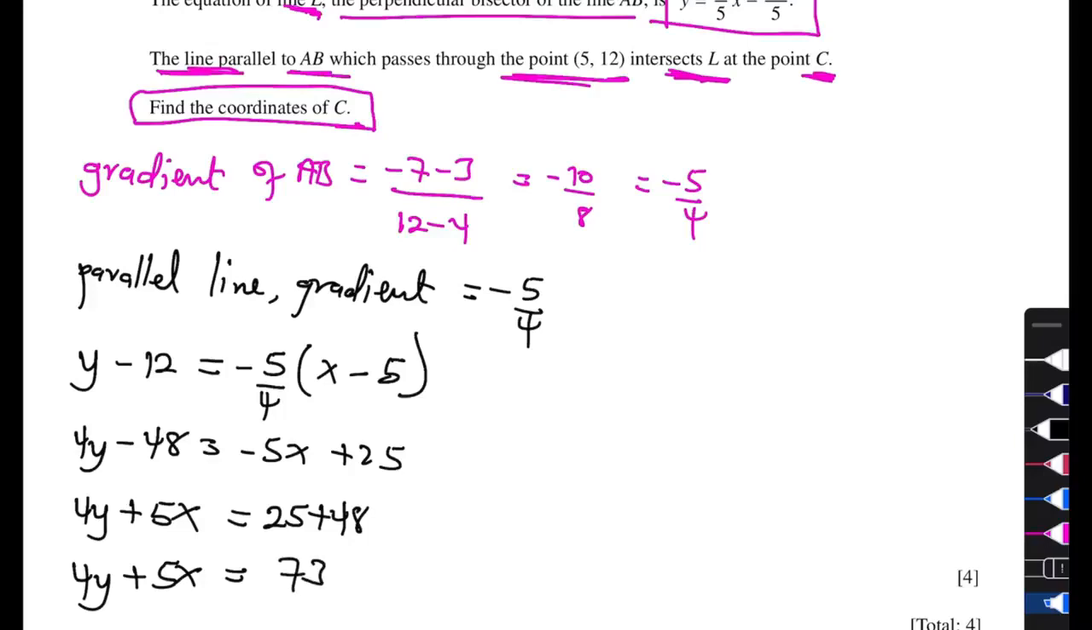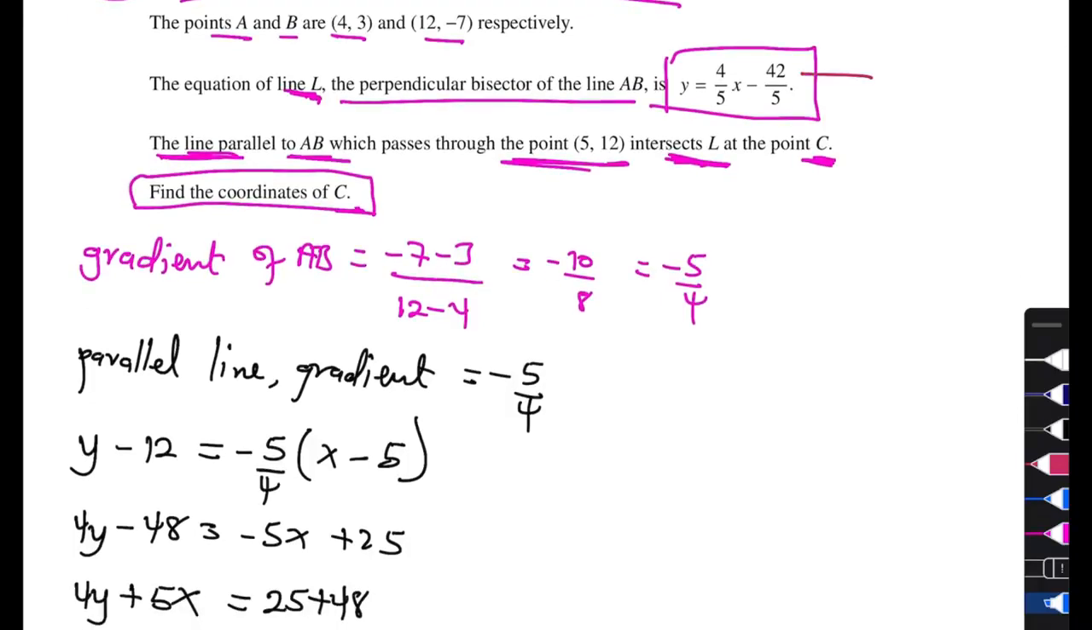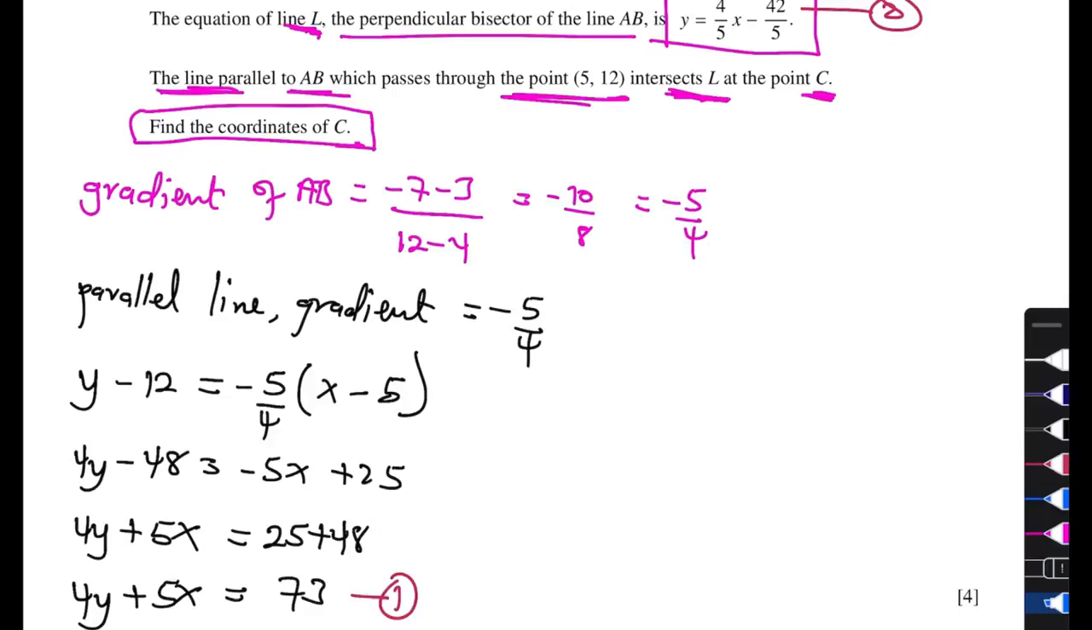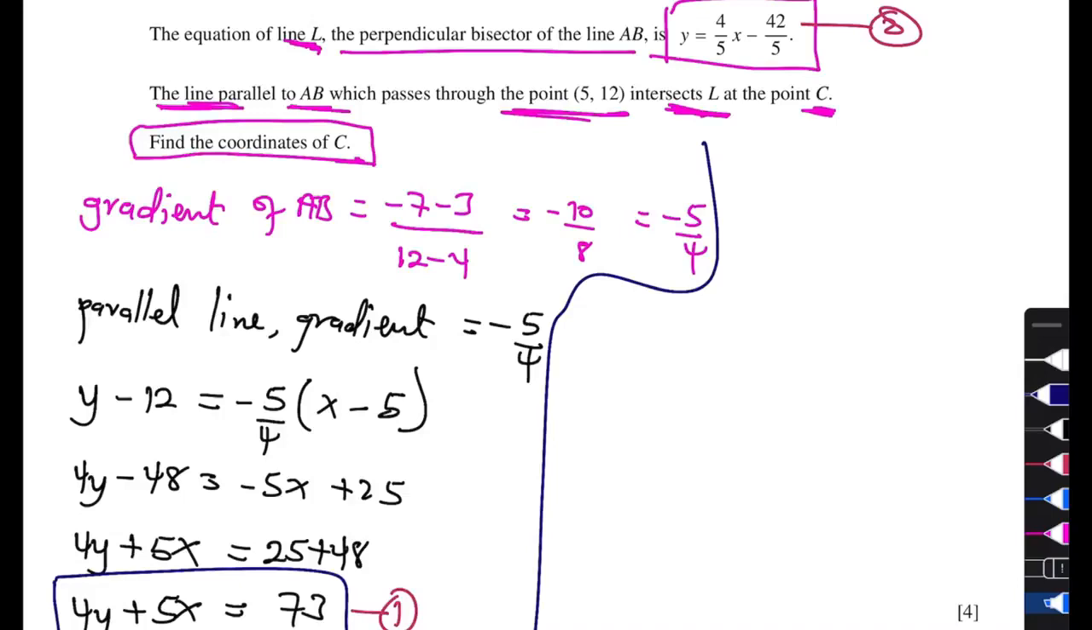So this is equation number 1. And then we have this as our equation number 2, because they said that this particular line that we are talking about is intersecting the line L, and that is the line L. The next thing we want to do is to solve these two simultaneously. I want to use the elimination method to solve, that's why I left my answer in this particular form. So if I take equation 2, I can multiply 3 by 5. So I have 5y is equal to 4x minus 42.